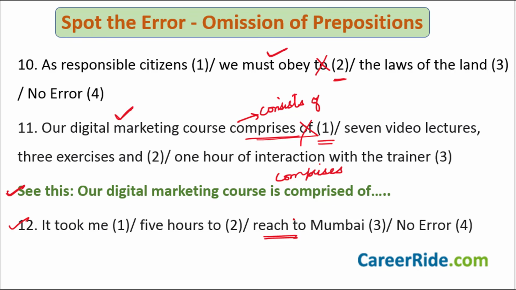It says reach Mumbai, not reach to Mumbai. It took me 5 hours to reach Mumbai. So the third part of the sentence is the mistake here. See, all of these things in English are not difficult. They are very easy. The problems occur because we don't read sufficiently and we don't pay attention to the concepts while reading. So just ensure that you practice sufficiently and you read sufficiently.